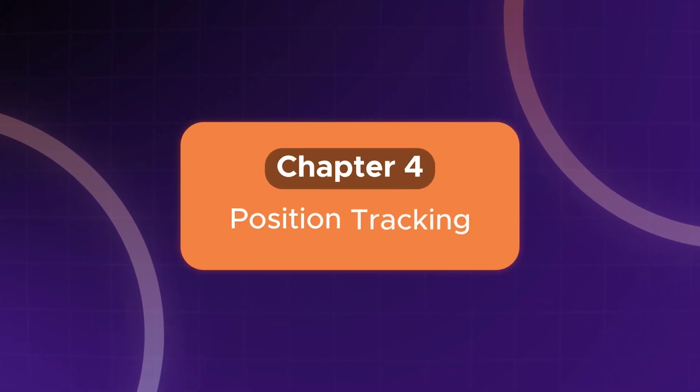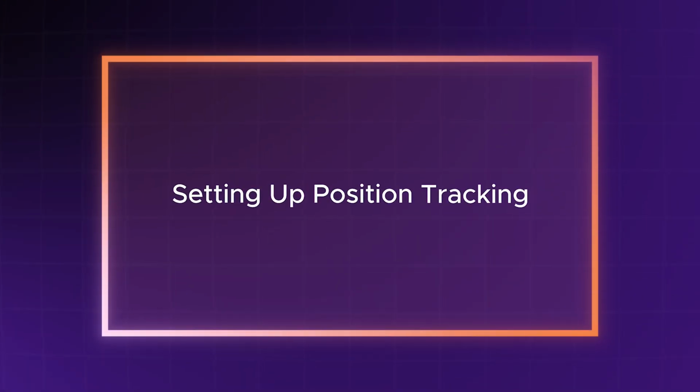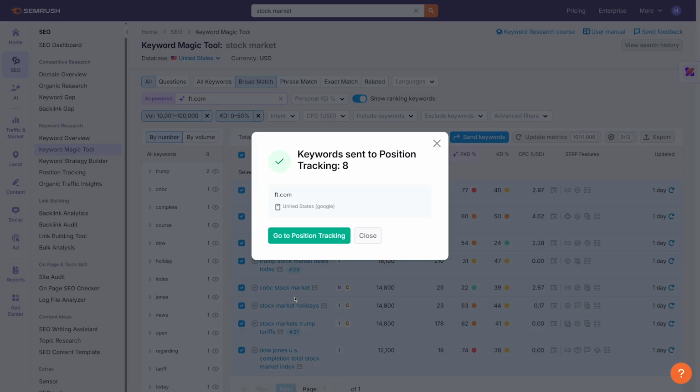Chapter 4: Position Tracking. Search engine optimization never ends. No matter how high you manage to rank your site in a particular niche or your local area, you need to maintain that edge. And the best way to do that is to use the position tracking tool. Let's get a basic campaign started. Setting up position tracking. Since we identified target keywords earlier, let's set up rank tracking for them. Since I never closed the previous window, I'll simply click Go to Position Tracking.